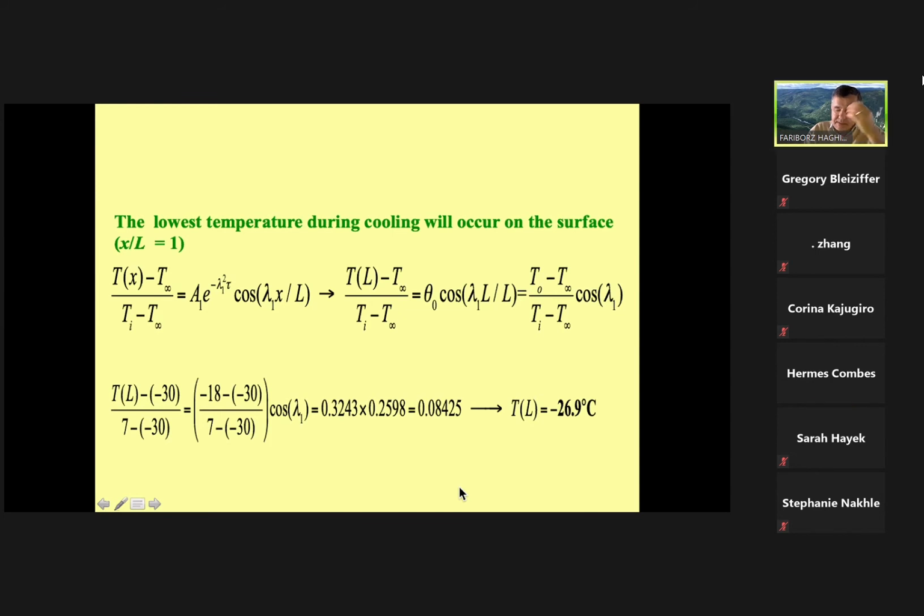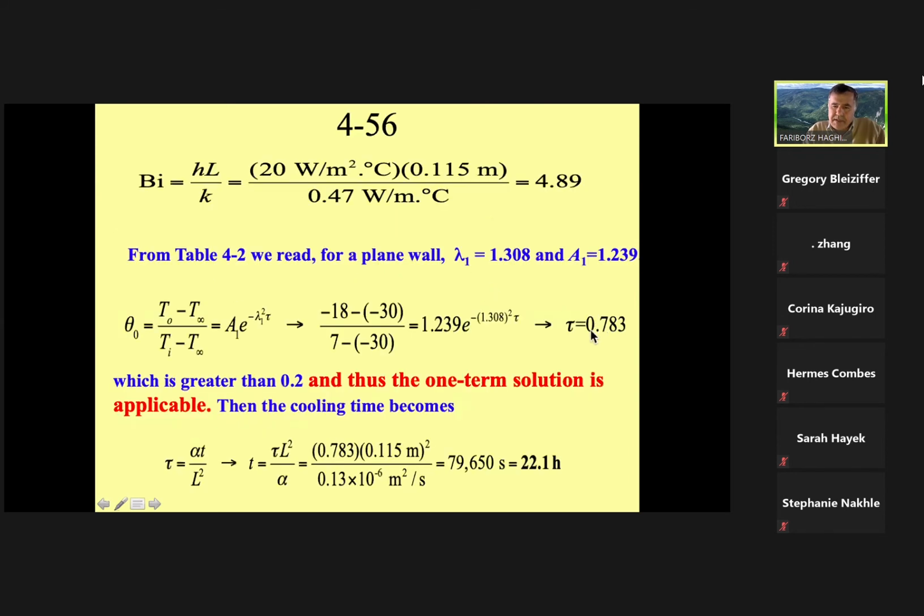Sir? Yes, sir. But we don't have any reference of time in this formula here. We have only it. No, my friend. This is the equation. If you open your textbook, this equation. I use the A1, lambda 1, and the Fourier number tau. That's right. This is tau. This Fourier number is for the 22 hours. This is the tau I used, the same tau I use here.